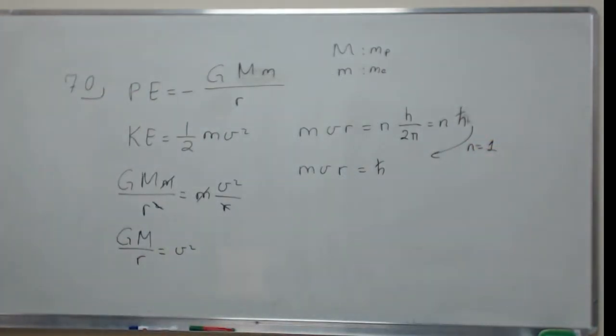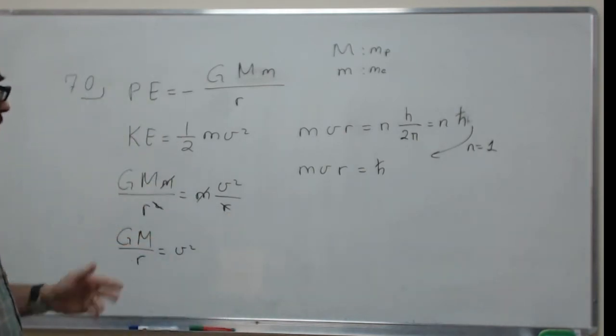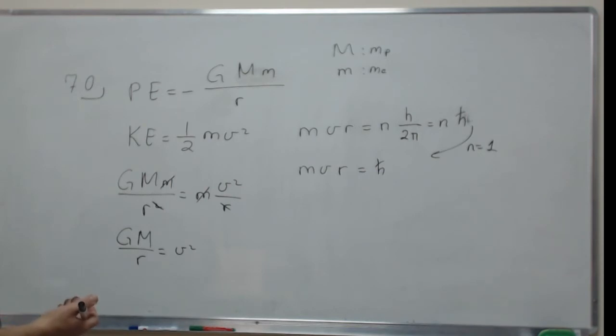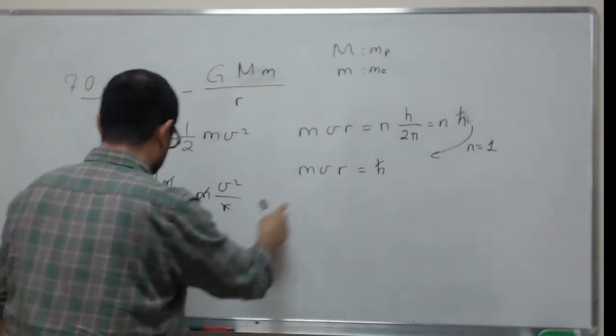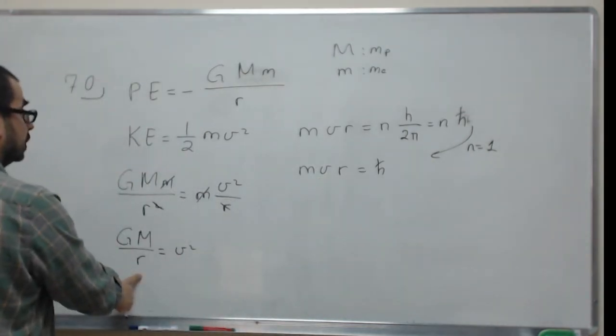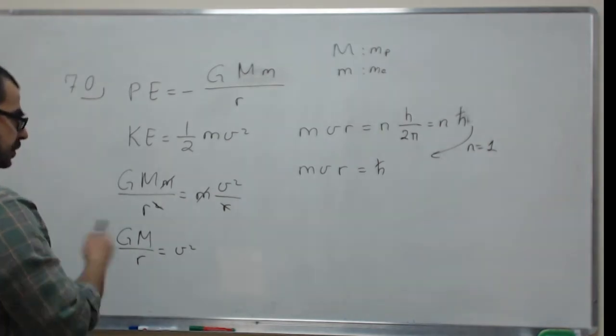All right, so I want to get an expression for r. What I can do is solve this for v and then substitute into one of these expressions and then get an r. So I can write this v in terms of r and then substitute in here, and I'll get an expression which I can solve for r.